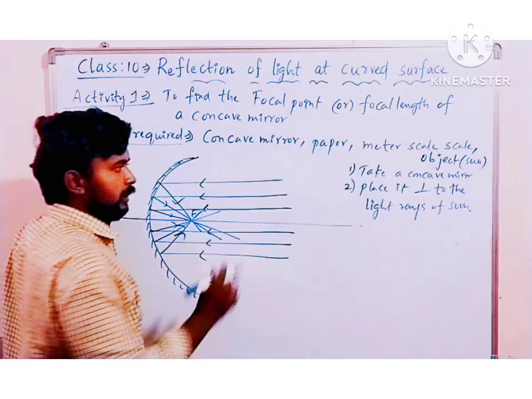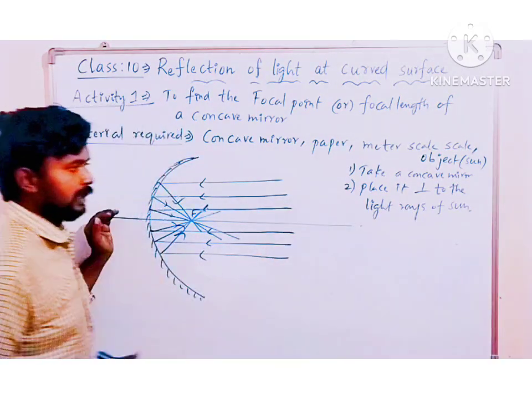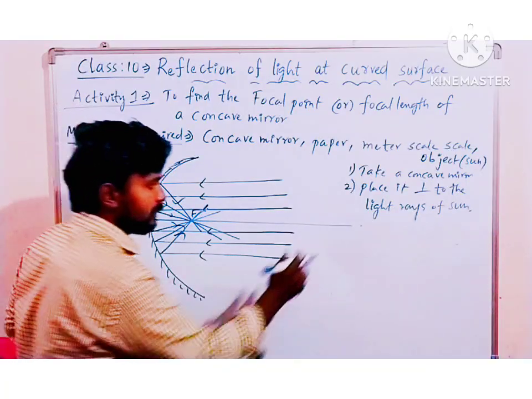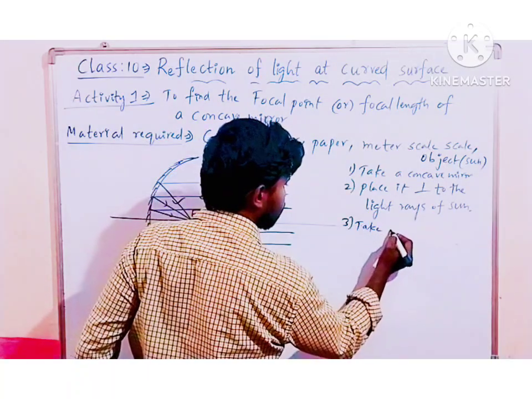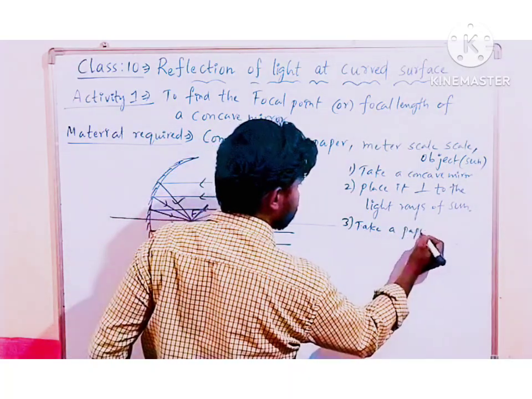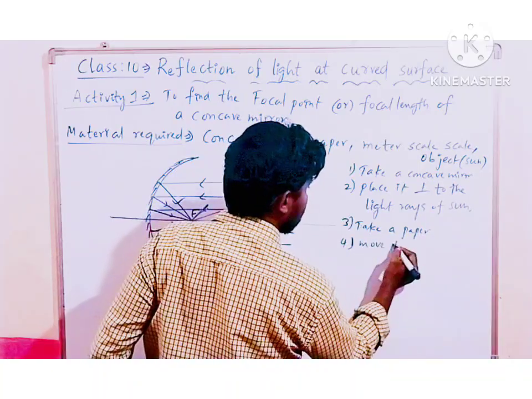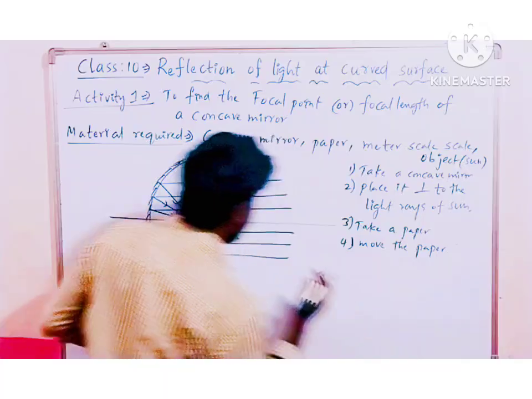First thing is take a concave mirror and place it perpendicular to the light rays of the sun. Next step is take a paper, and move the paper towards the mirror.